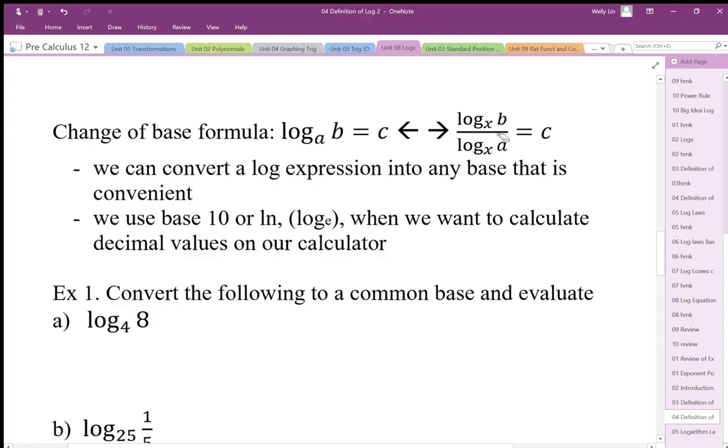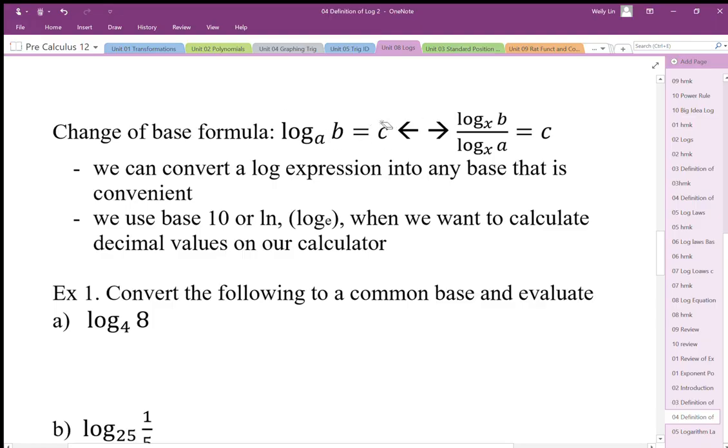I'm not going to justify this formula right now. I'll show you how we can justify it later, but I just want you to know the formula. And we can change the base by doing this. I can change this log base a into any base. It could be base 10, and normally if you're using your calculator we'd use base 10, but I can change it to any base by just taking the left side.